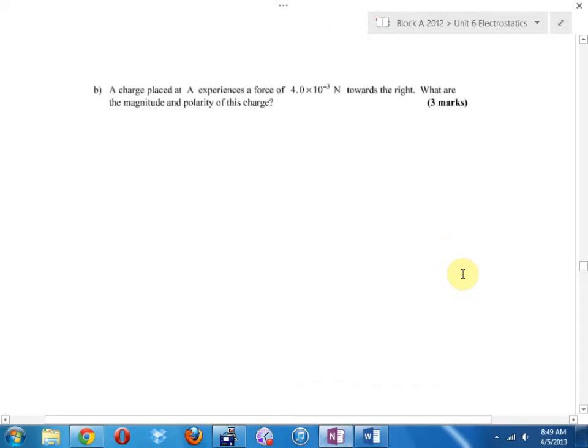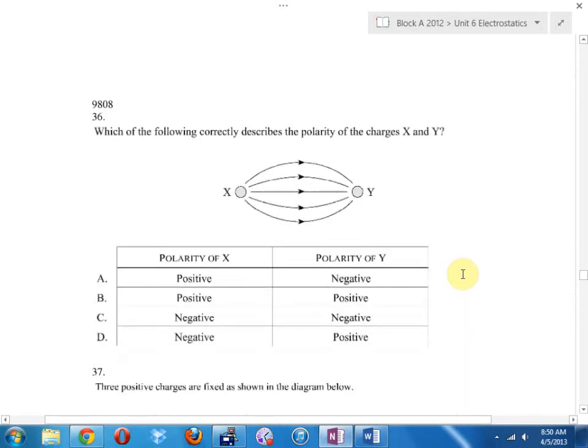If the charge experiences a force to the right, you can figure out whether it's negative or positive based on the direction of the electric field. If the electric field is to the right and the charge feels a force to the right, then it must be positive, because the electric field was defined as which way would a positive want to go if it could. Magnitude, you can probably do some cross multiplying and figure out how big it has to be.